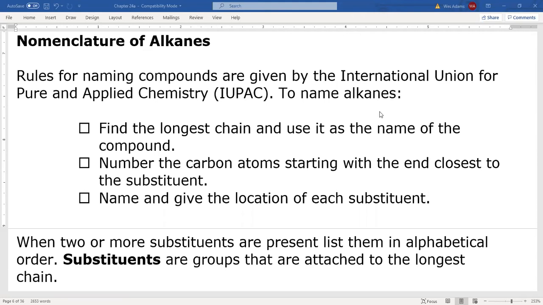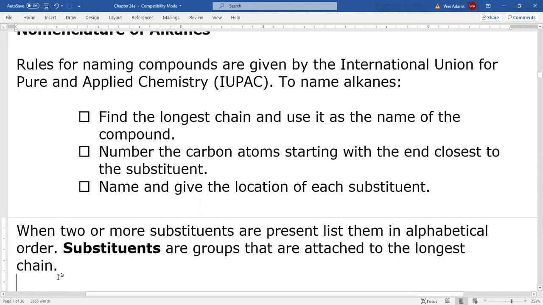You're going to find the longest chain and use that as the name of the compound based on our 10 hydrocarbons that we've learned so far. But make sure you find the longest chain. It's not always obvious. Number the carbon atoms, starting with the end closest to the substituent. Sometimes it won't matter, it'll be equidistant, and then give the name and location of each substituent. When there are two or more substituents present, list them in alphabetical order. The substituents are the groups attached to the longest chain.